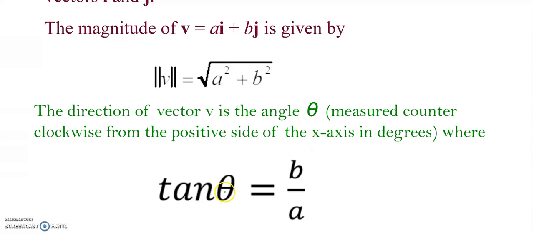So how do we find that direction angle? Well, using trig. I know that if b is the vertical component and a is the horizontal component, then the tangent of theta is b over a. Draw a picture and that should be pretty easy to think about.